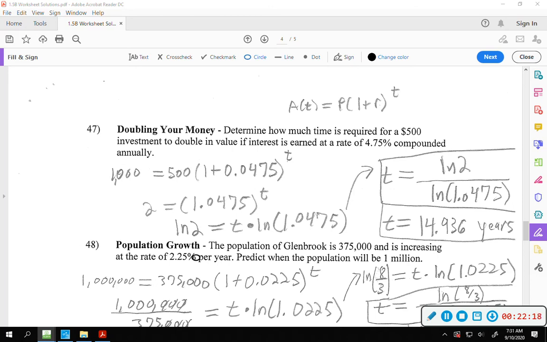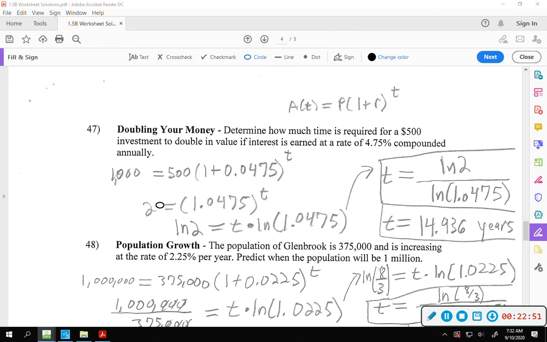Problem number 47 is another one of these investment problems. We did this in the last section. This says determine how much time, and I wrote it for you right here. Remember, it's the same thing as k times a raised to the t, but the base is always going to be 1 plus the rate of growth or 1 minus the rate of decay. In this problem, we are earning interest. That means that our money is growing. We want to know how long is it going to take for $500 to double to be $1,000.